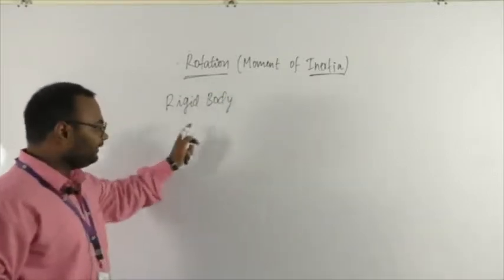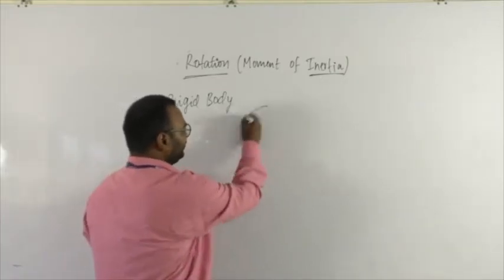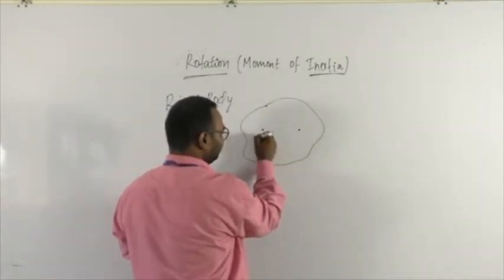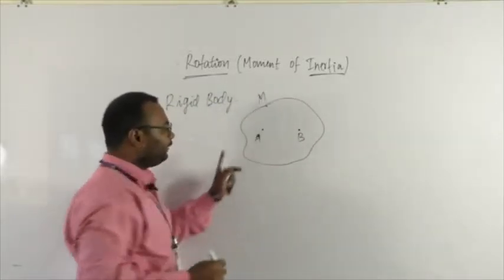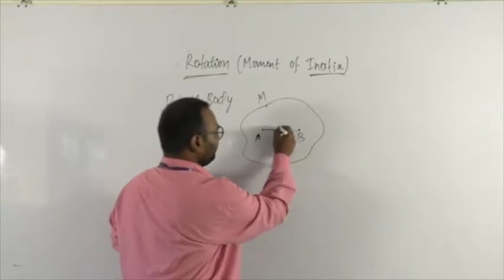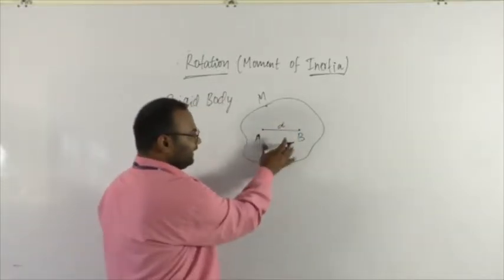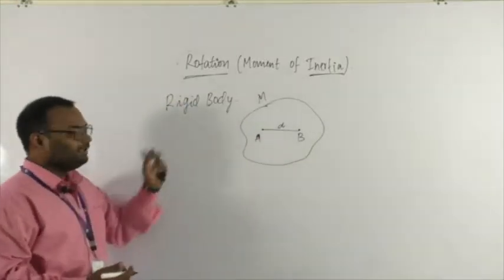And the definition of this body is that the distance between any two particles inside that bigger mass will always remain fixed. Okay, that means this d will remain fixed. If that distance d between any two particles is not changing, then they are called a rigid body.